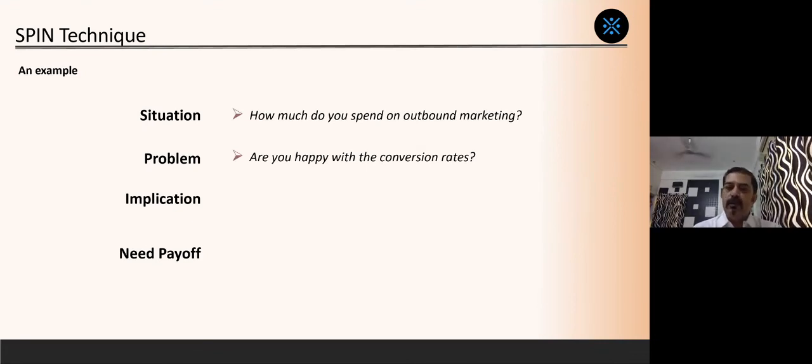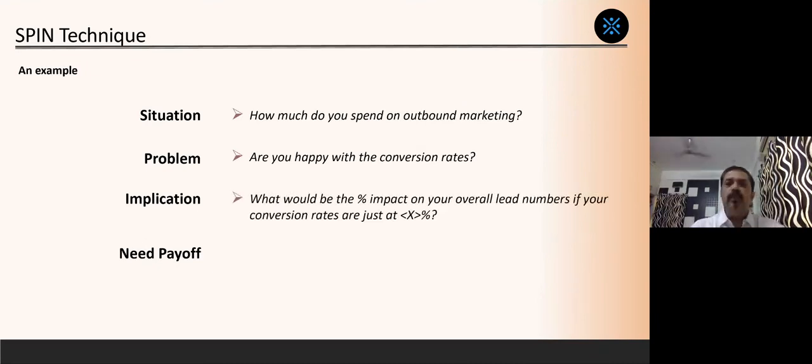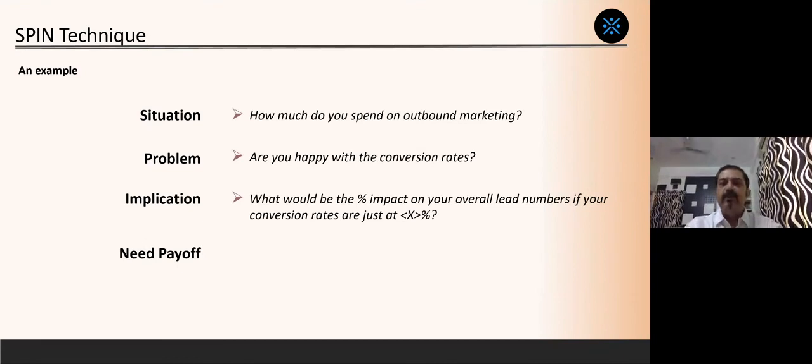Based on certain assumptions, you might have researched or seen certain situations where this prospect's company might be having a problem with the inbound leads. So this entire example is based on assuming that he has an inbound lead, which makes this a relevant question. Are you happy with the conversion rates? Obviously, no. So he will say, not really. It's not that effective. We are working on improving that.